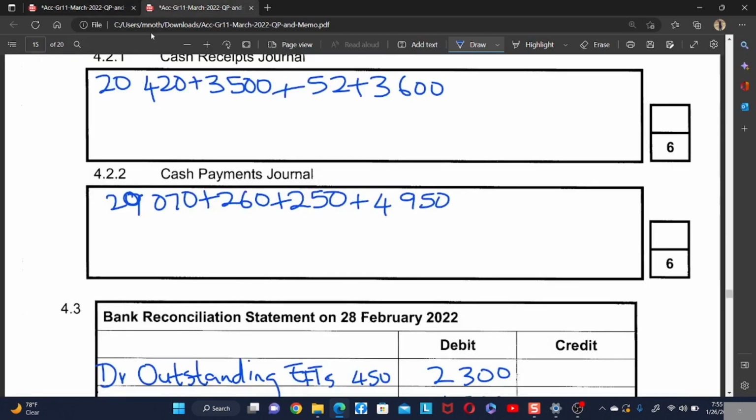Okay. Then the totals are: 20,420 plus 3.5 plus 52, so it is 27,572. 29,000. So it is 34,580.